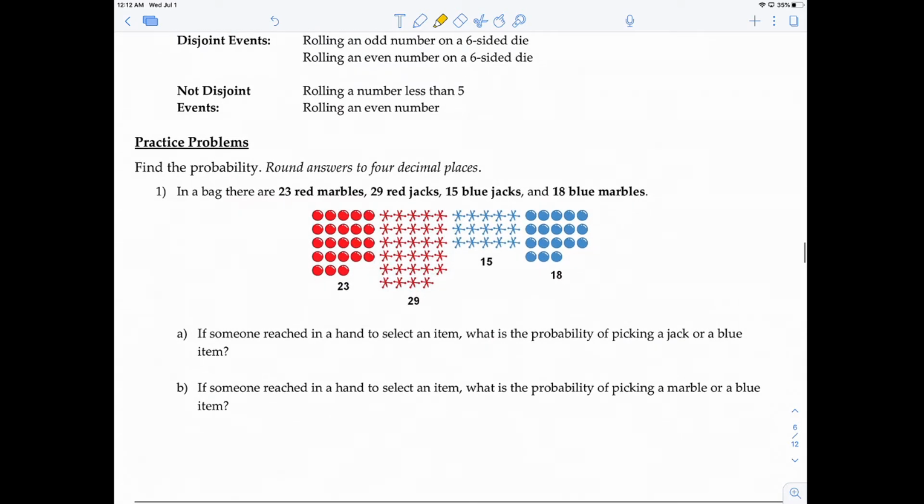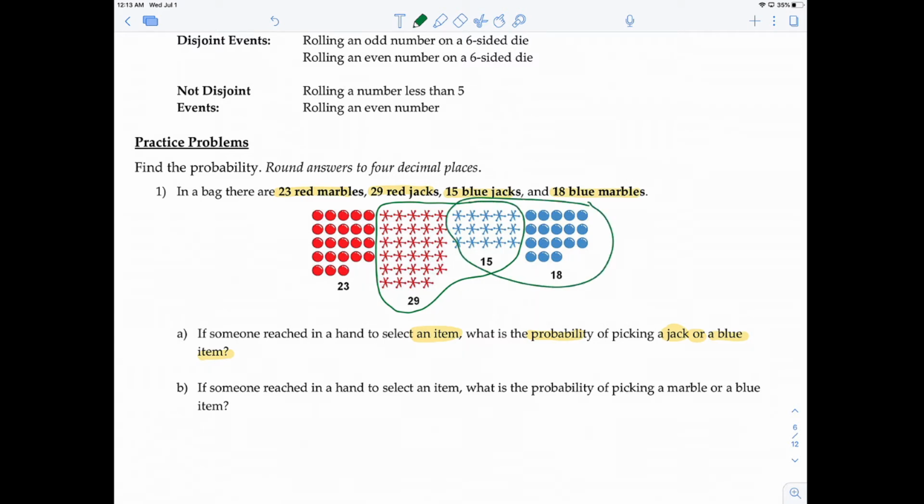So we have a bag which contains 23 red marbles, 29 red jacks, 15 blue jacks, and 18 blue marbles, just like the picture depicts. Question A says if someone reached in a hand to select one item, what is the probability of picking a jack or a blue item? So jack or blue. The jacks are these guys right here, and the blues are these guys, but we're not going to double count the blue jacks.